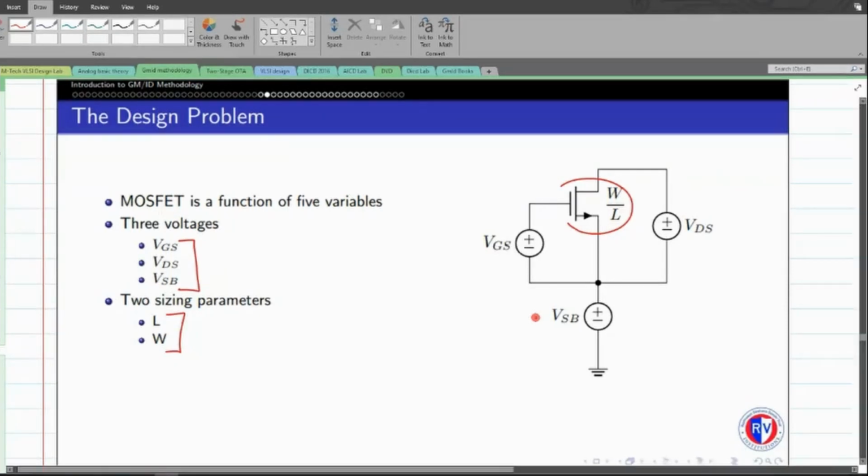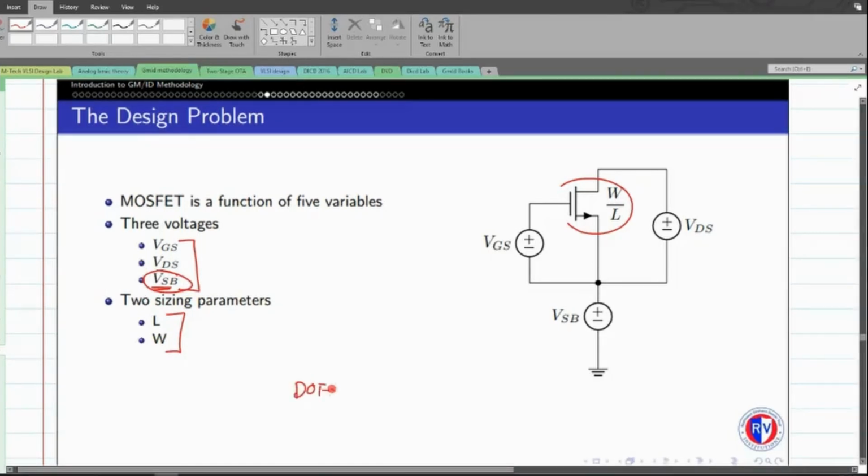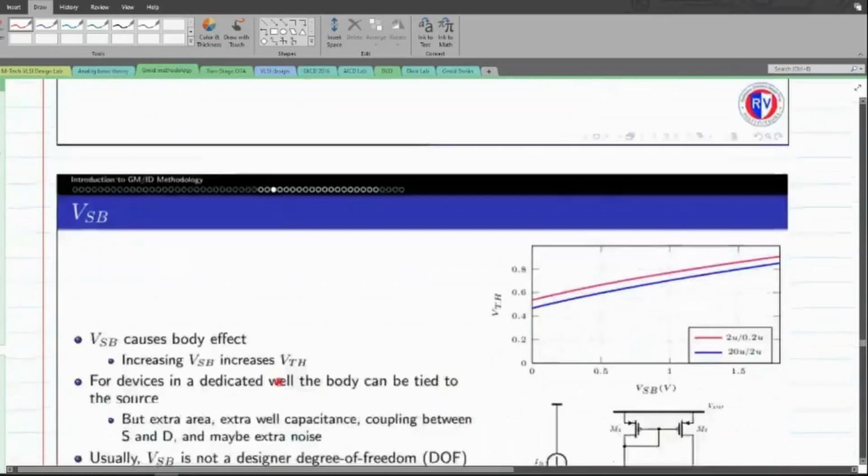First, let's look at the variable VSB, and see how this variable is going to impact the MOSFET behavior, and whether I can use VSB as a degree of freedom, DOF for short, by the designer to meet the given spec. If I know that I can use it as a degree of freedom, then the designer can use VSB to put the transistor in such a way that it meets a particular spec.